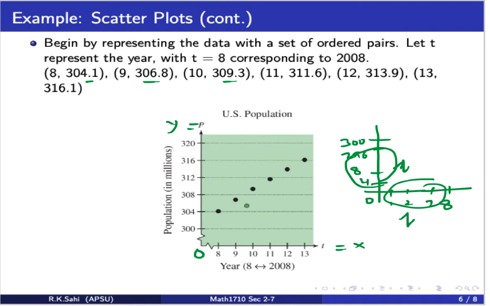Now, when we look at the graph, remember this kind of looks like a straight line. So there are important things to remember. It's a positive relation. As the years increase, the population increases. So we say that this relationship is a positive relationship.